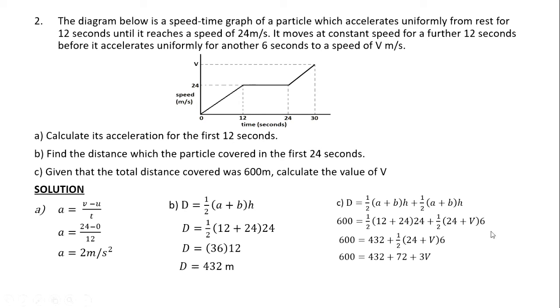Like that. 432 plus 72, and then we'll take it to the left side. So it's going to give us 96 equal to 3V. To find the value of V, we'll divide both sides by 3. Our V is equal to 32 meters per second.